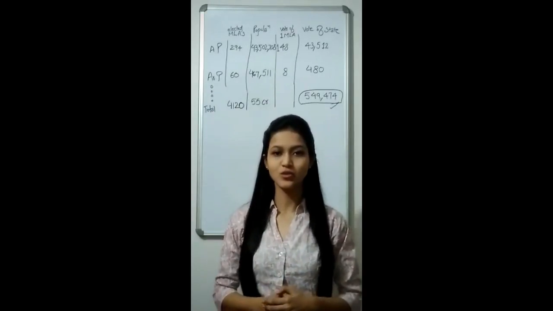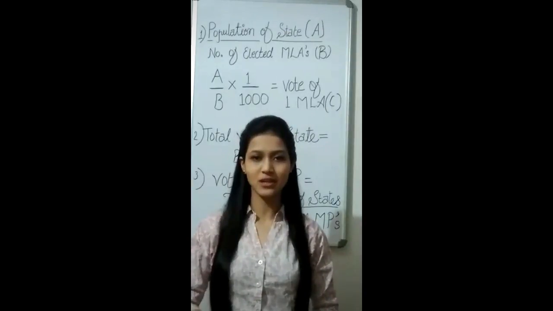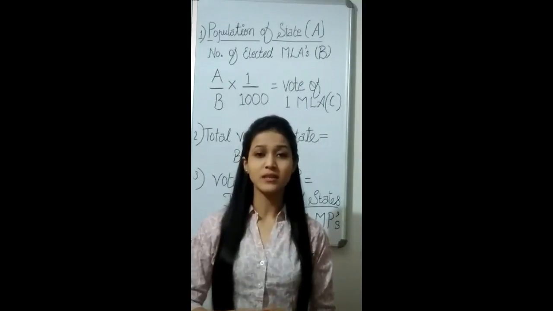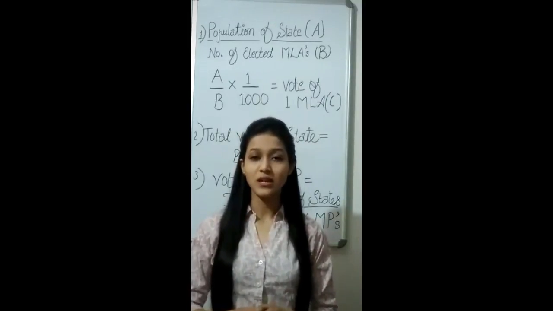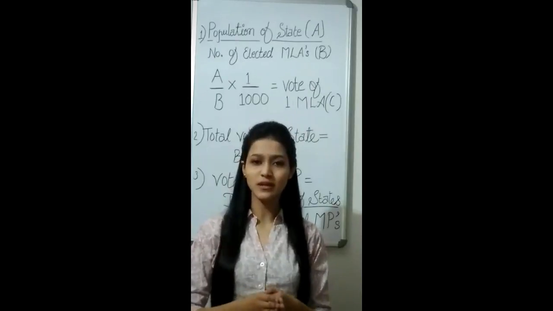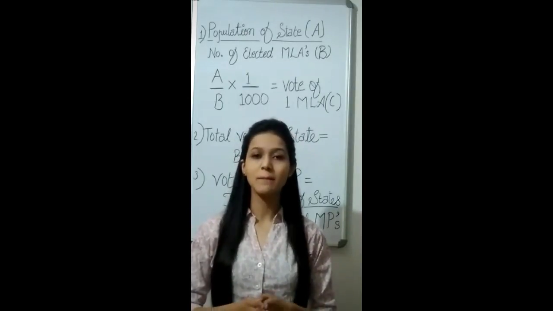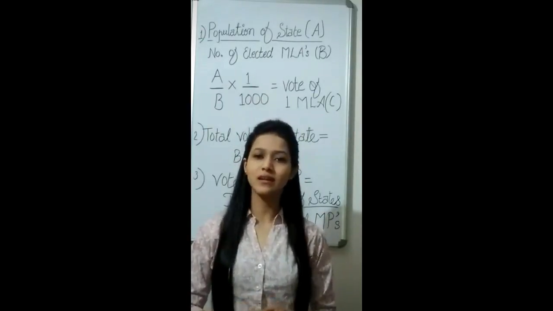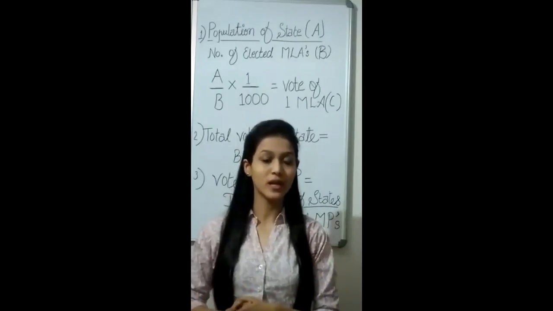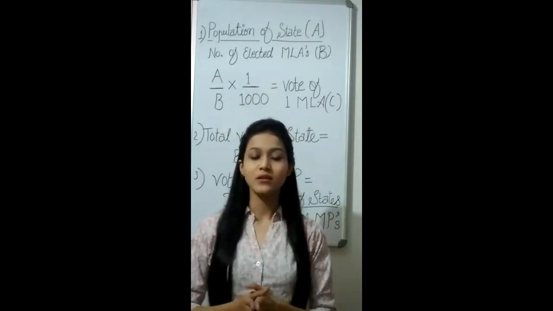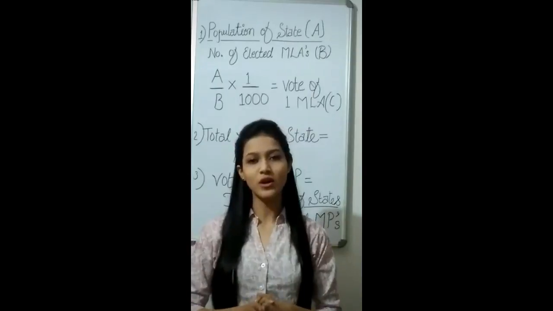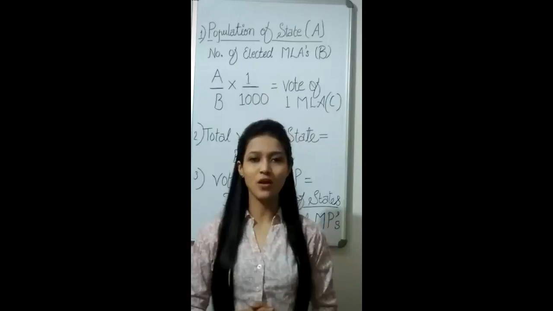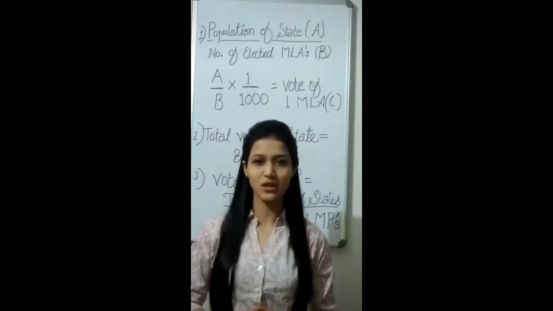Now, let us proceed to the manner of election. The manner of presidential election. The President is not directly elected by the people. He is elected by an electoral college. The electoral college consists of the elected members of both houses of parliament plus the elected members of the legislative assemblies of the states plus the elected members of the Union Territories of Delhi and Pondicherry. Here, the nominated members of the houses are not eligible to vote in the presidential election. Similarly, the Anglo-Indian members are also not eligible to vote in the presidential election.